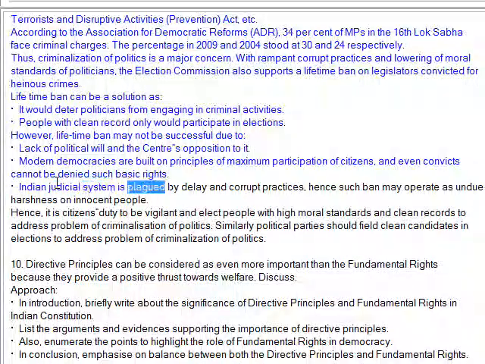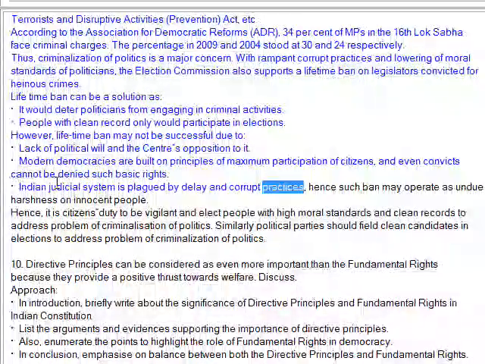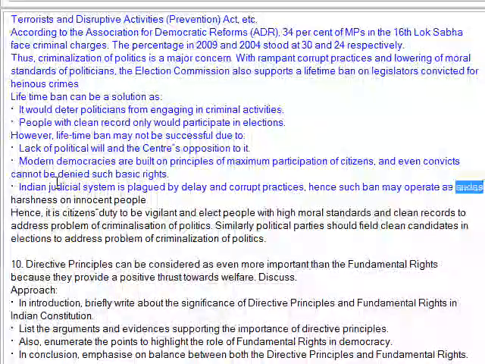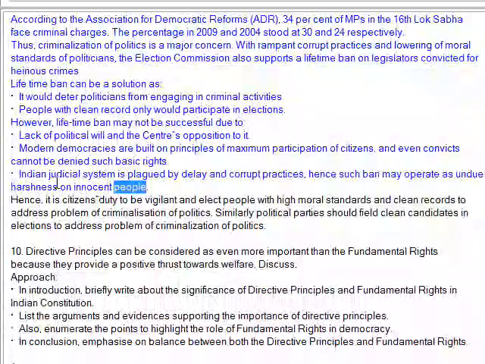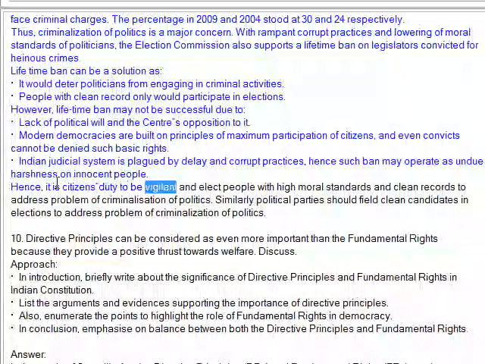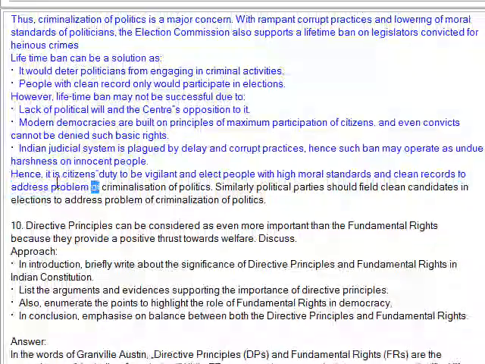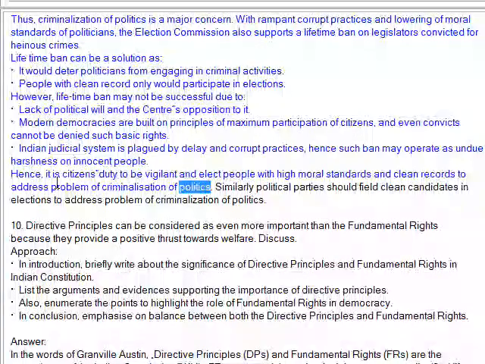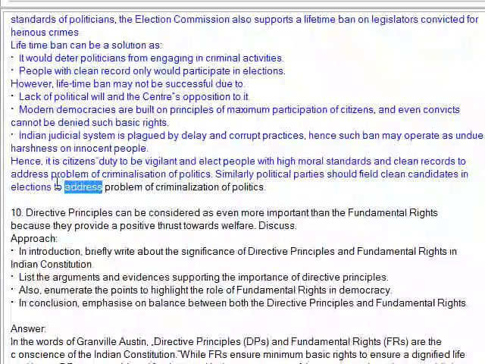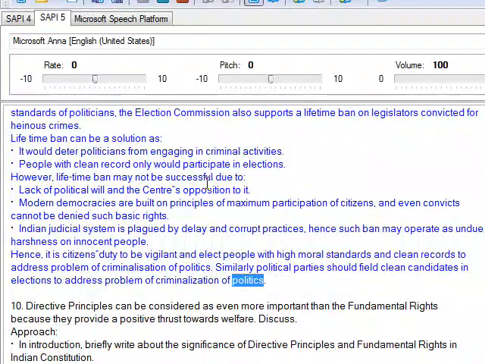Indian judicial system is plagued by delay and corrupt practices. Hence such a ban may operate as undue harshness on innocent people. Hence, it is citizens' duty to be vigilant and elect people with high moral standards and clean records to address the problem of criminalization of politics. Similarly, political parties should field clean candidates in elections to address the problem of criminalization of politics.